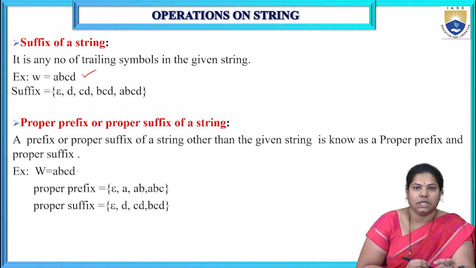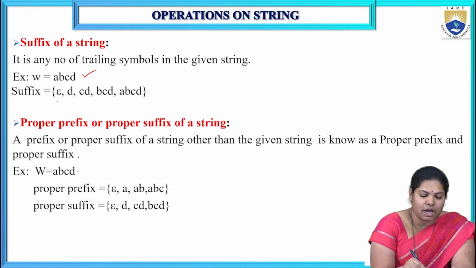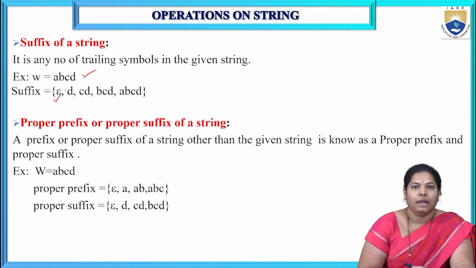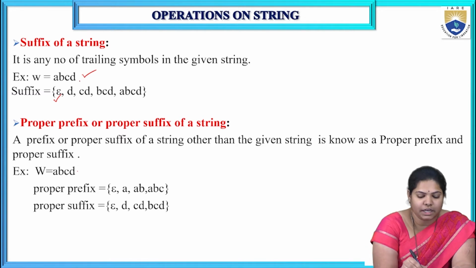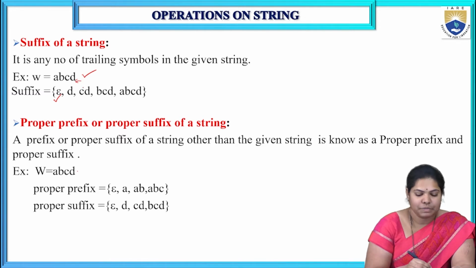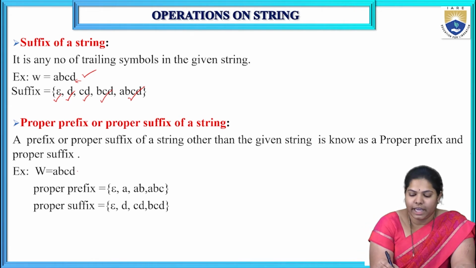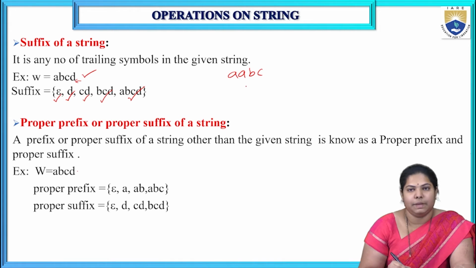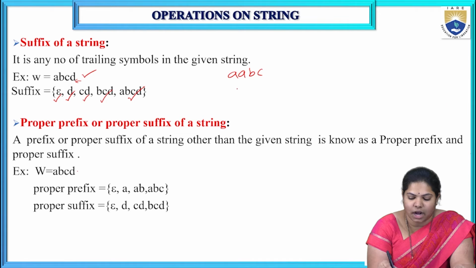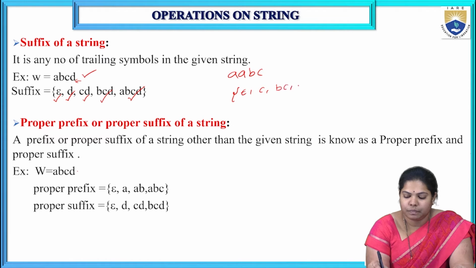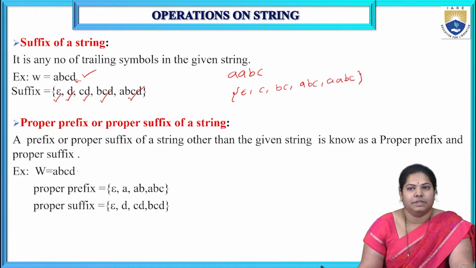From this string, the suffixes start again with epsilon, the empty or null string. Then, starting from the backward, trailing: D, CD, BCD and ABCD. If I take a string like AABC, my suffixes are epsilon, C, BC, ABC and AABC.